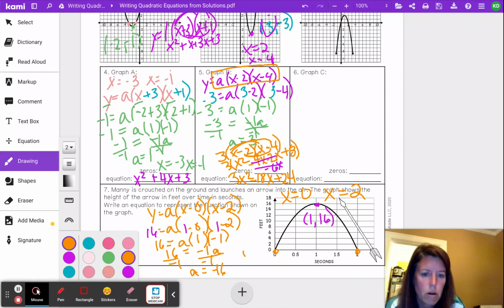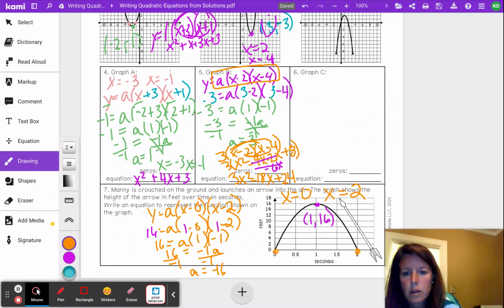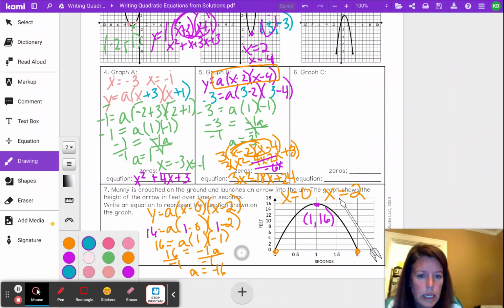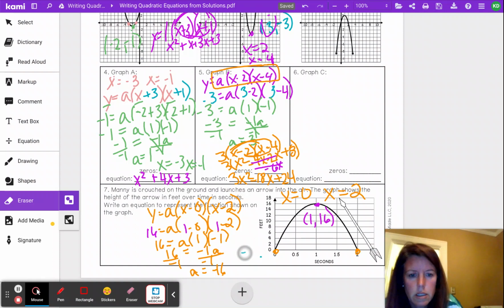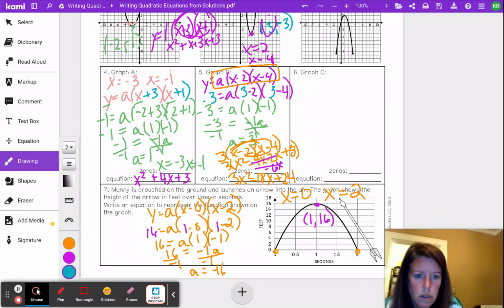as y equals... I hate it, there's not enough room here. Okay. So negative 16. Well, I'll just do what I can. Okay, so we've got negative 16 times x minus 0 times x minus 2.